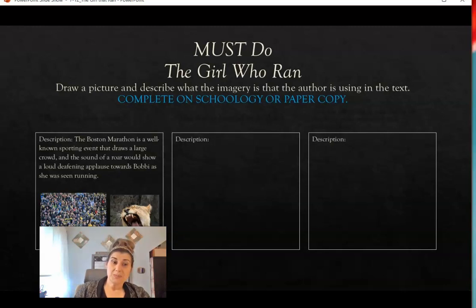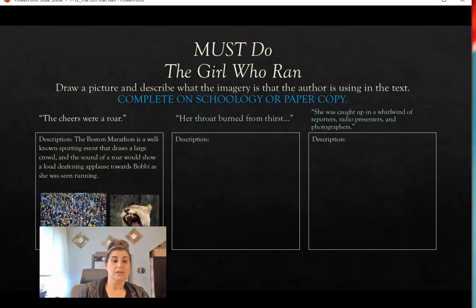Now that you've completed the book, what I'd like you to do is you're going to be working on some different examples of imagery that were in the text. So to get your pictures, or you have this on a paper copy, you can either draw them by hand or you can use the internet and just copy and paste them right into the space that's provided. So I've done the first one for you.